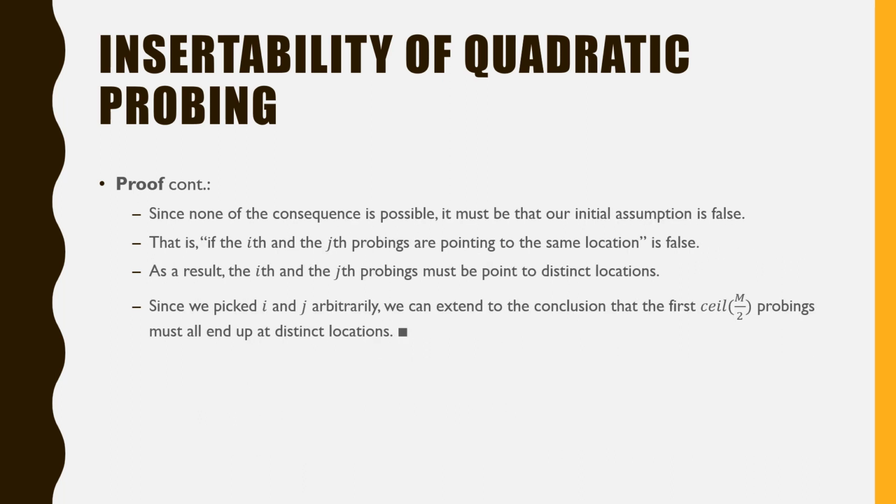Therefore, since none of the consequences of assuming the ith and the jth probing ending up with the same location is possible, it must be that our assumption is wrong. In other words, they must end with different locations. Since i and j are arbitrary indexes, we can easily extend the claim to all probings. That is, the first ceiling m over 2 probings all end up with different locations.